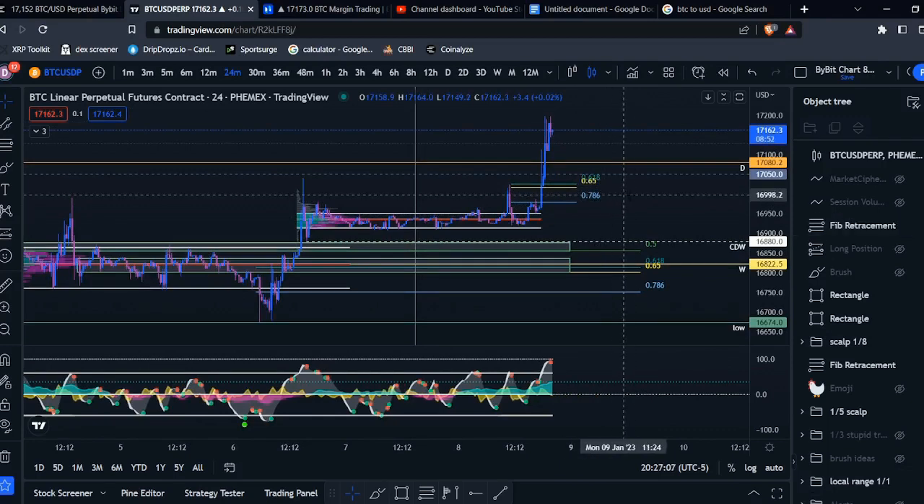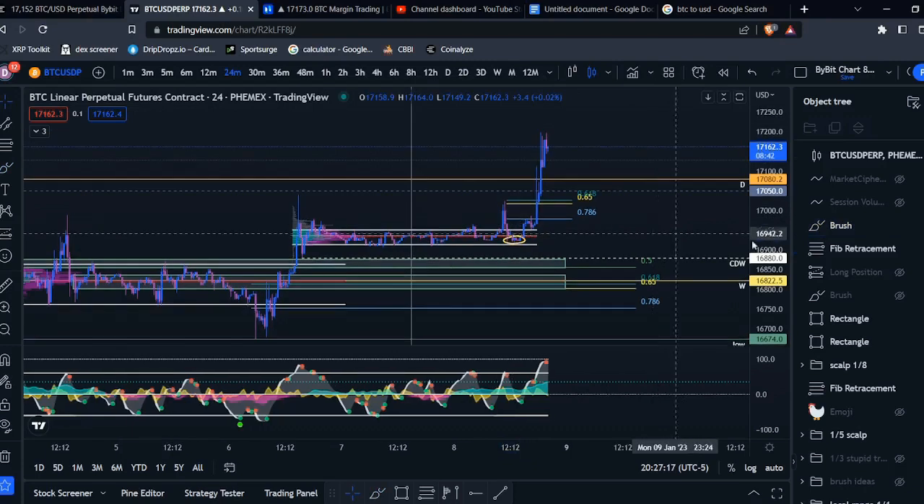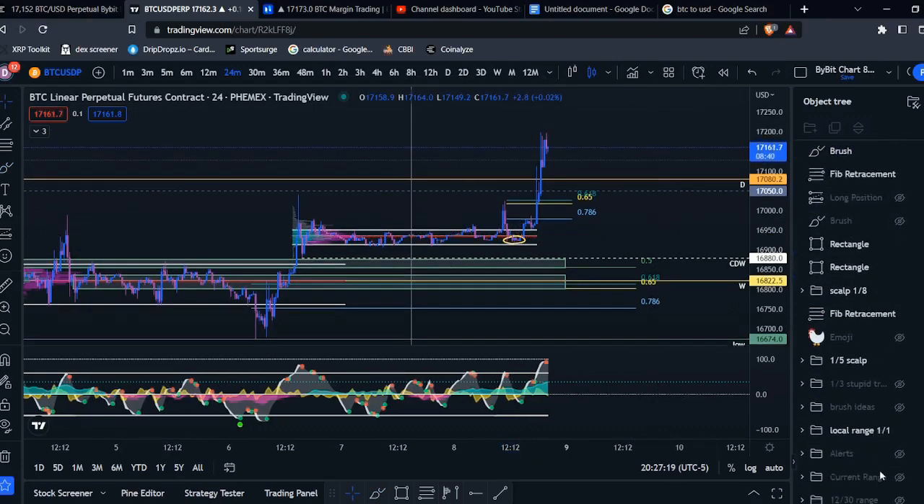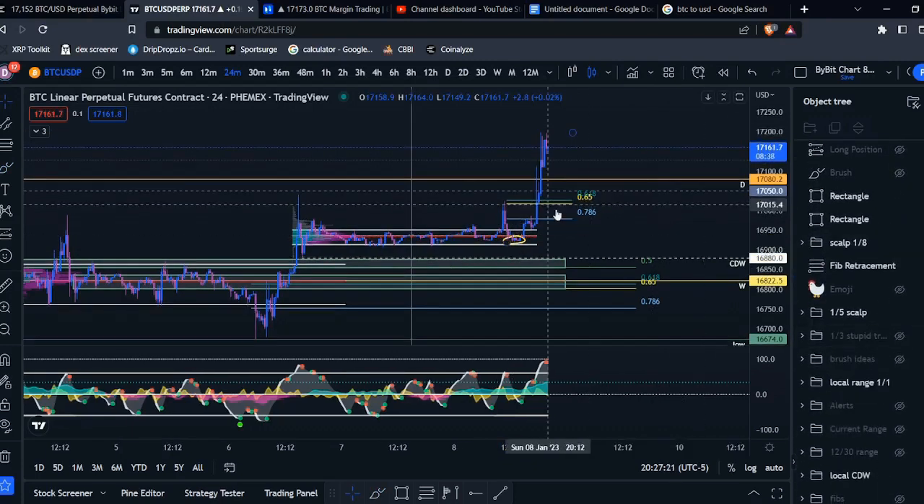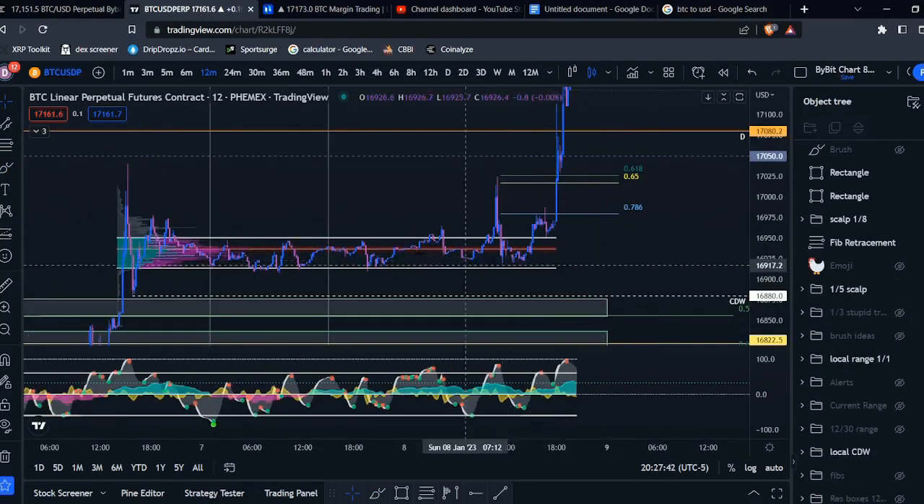Alright everyone, in this video I want to go over the pump that we just got. I want to talk about the long trade that I took right down here, and I want to go over my plans, my levels that I'm looking to short, what I'm looking to do with this long that I'm holding. So first let's talk about this long that I took down here.